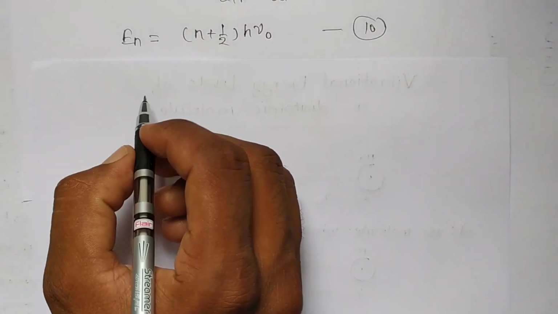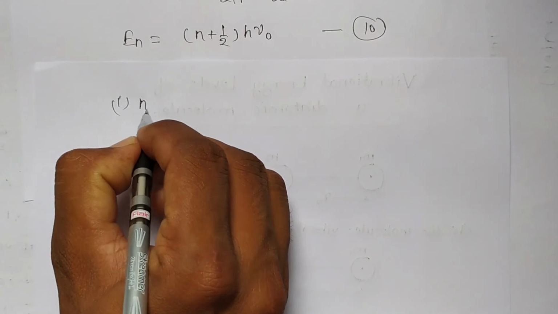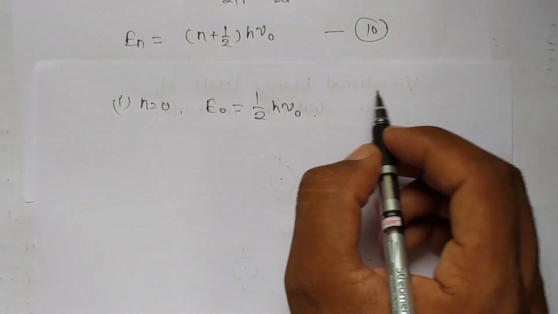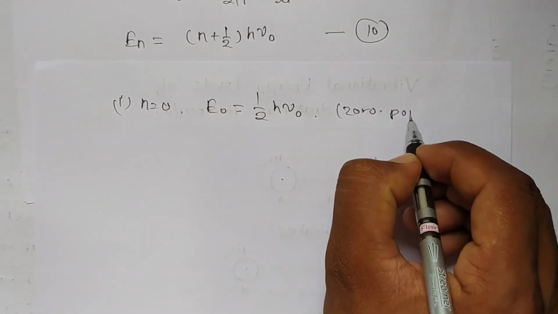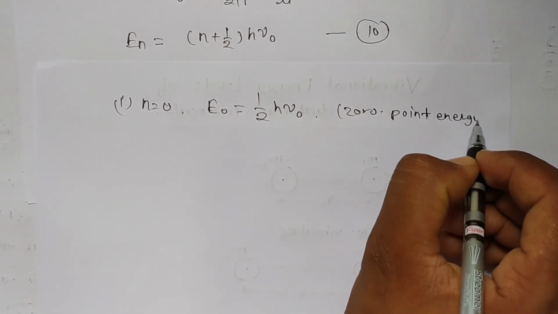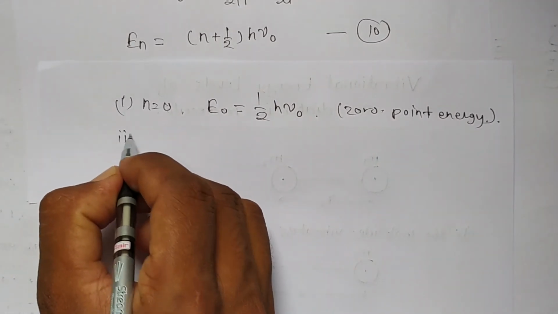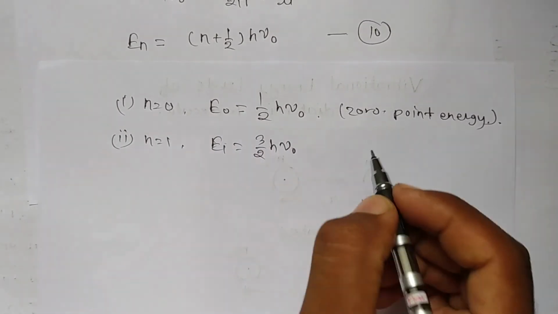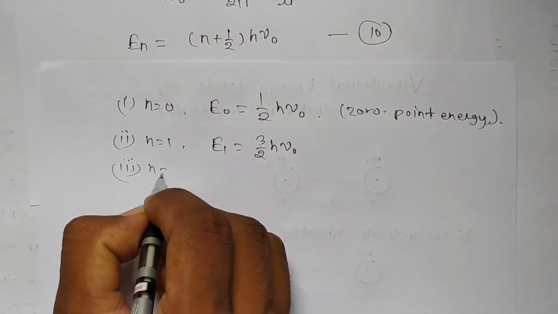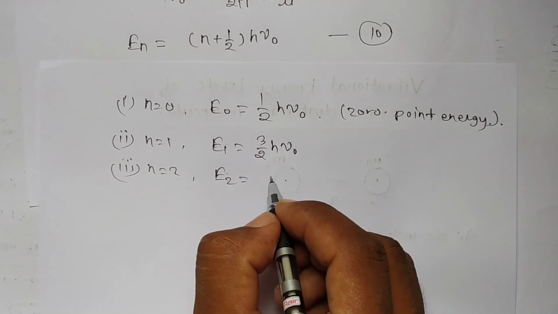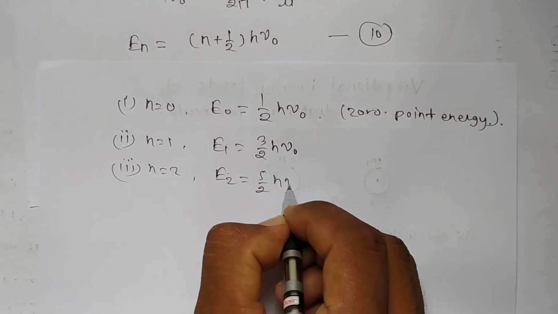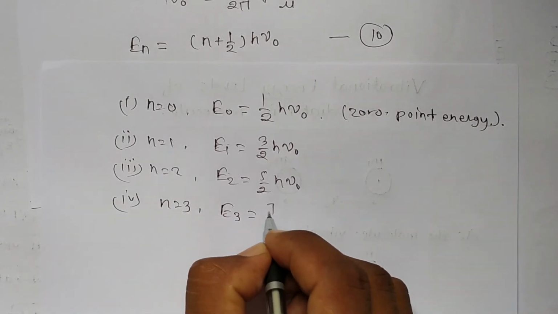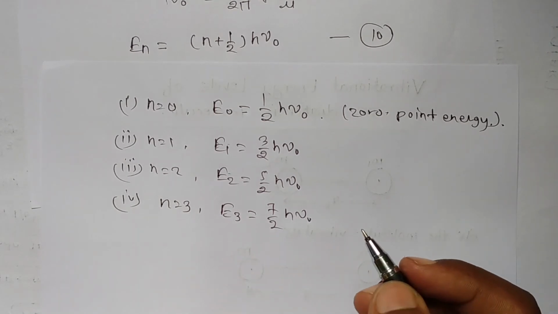So for the value of n is equal to 0, E0 is equal to 1 upon 2 h nu 0. This is the zero point energy. For n is equal to 1, E1 is equal to 3 by 2 h nu 0, and for n is equal to 2, E2 is equal to 5 by 2 h nu 0. For n is equal to 3, E3 is equal to 7 by 2 h nu 0.